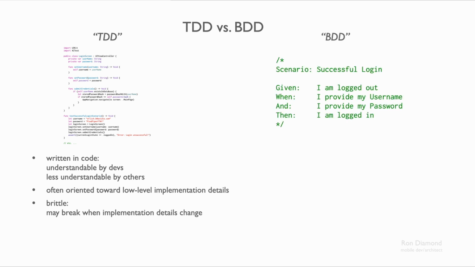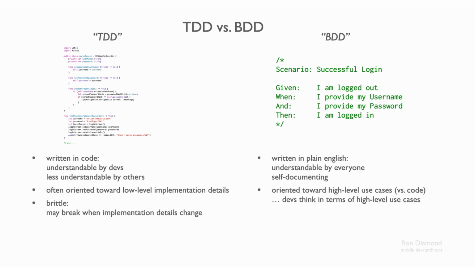By contrast, BDD, behavior-driven development on the right, is written in plain English, and therefore it's understandable by everyone on the team, including product, developers, and QA. It's also self-documenting. It's oriented towards high-level use cases, and therefore, as things change over time, it's more robust.